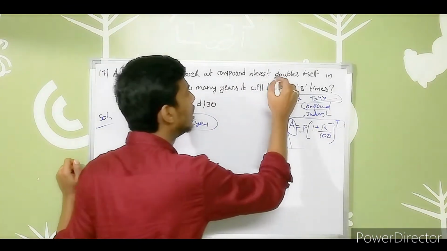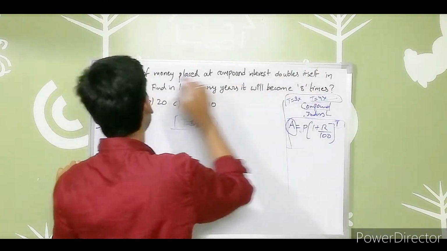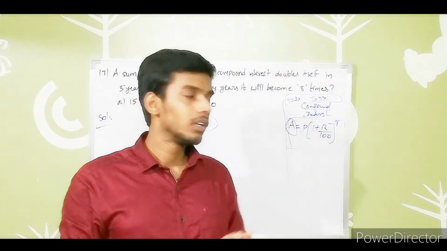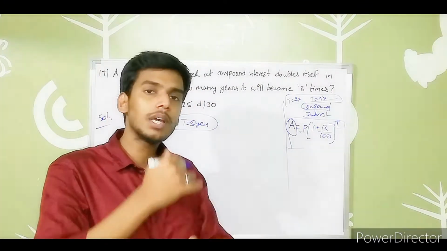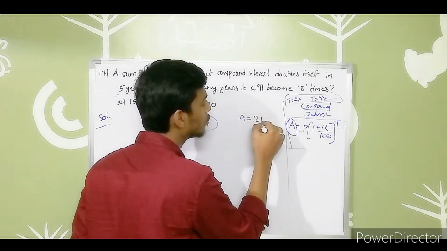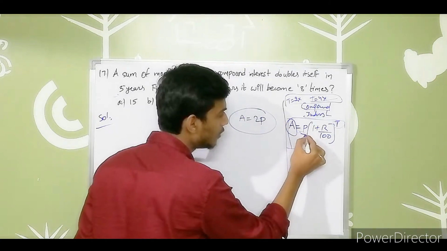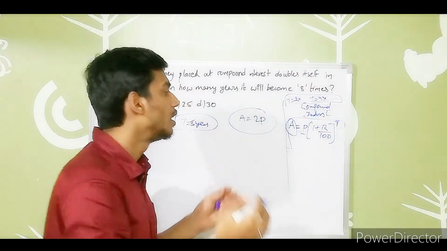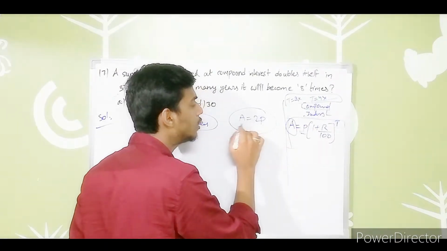But what they have given? The sum of money doubles itself in 5 years. That means what we are giving, in the duration of 5 years, it will become double. So the amount becomes 2P. Actually, we are giving P, and after 5 years our amount becomes double, that means 2P. So A equals 2P.